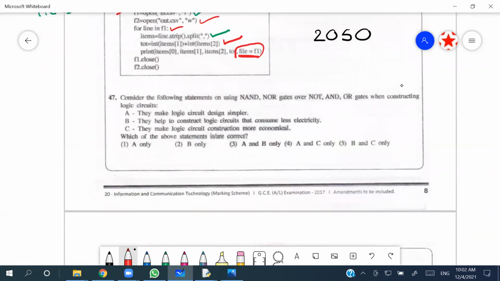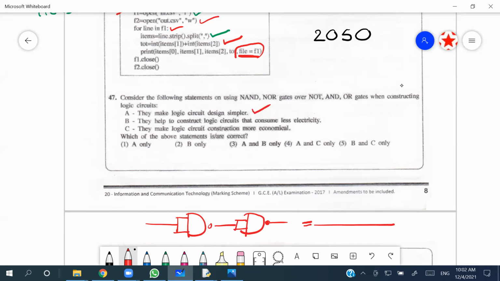Consider the following statement: using NAND and NOR gates over NOT, AND, OR gates when constructing logic circuits. They make logic circuit design simpler. Yeah, in most cases, it's going to make design much simpler, because we can cancel some of the gates when the NOT type of gates are connected with each other. We can eliminate those and have one single line, right? So generally, yeah, it is correct.